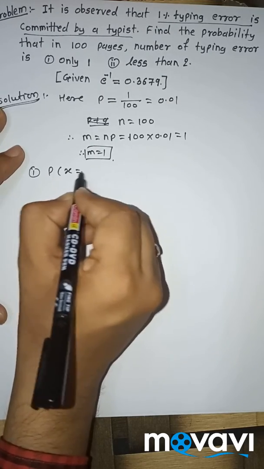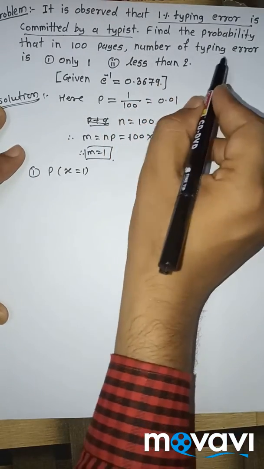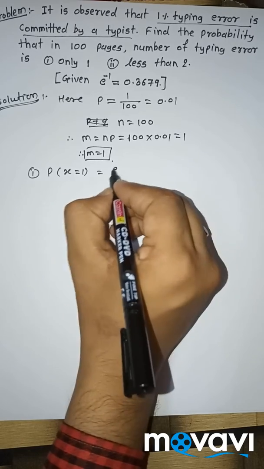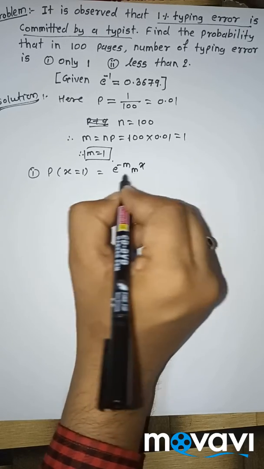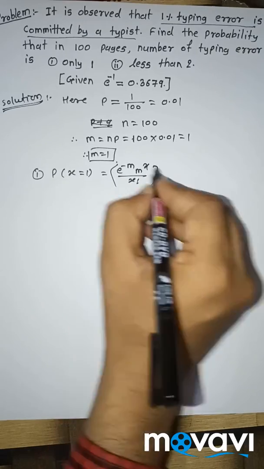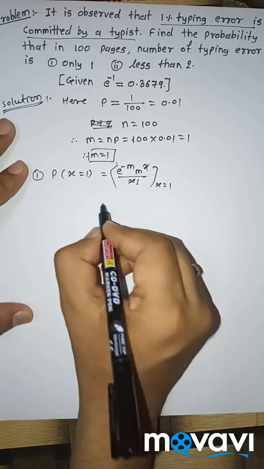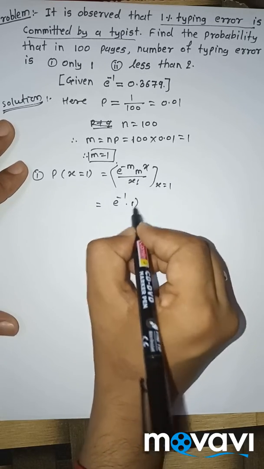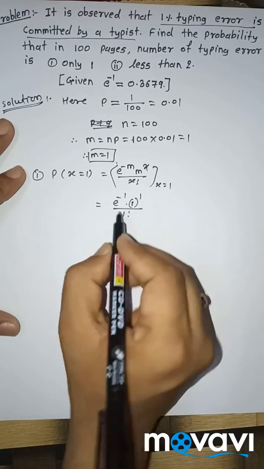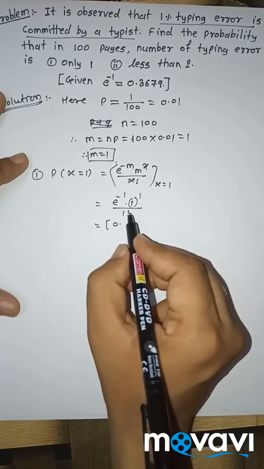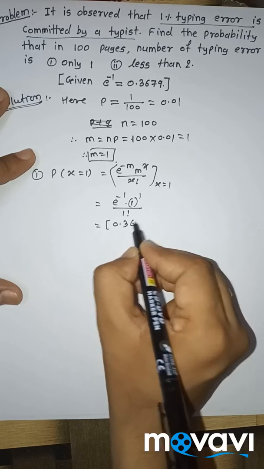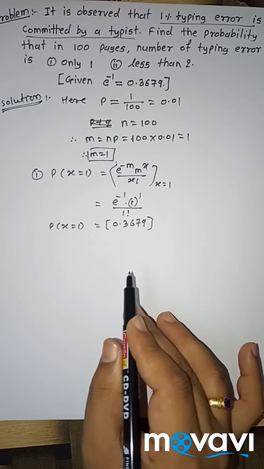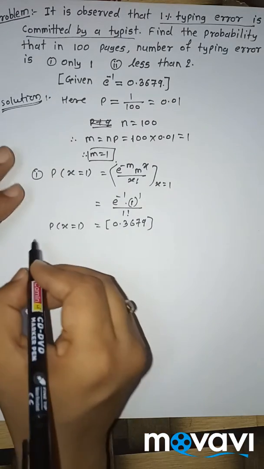Then first case, probability of x equal to 1, number of typing errors is only 1. The probability of x equal to 1 is equal to e raised to minus m, m raised to x upon x factorial. This is for x equal to 1. This is equal to e raised to minus m is 1, into 1 raised to x is again 1. This is equal to e raised to minus 1 is 0.3679. Probability of x equal to 1 is 0.3679.